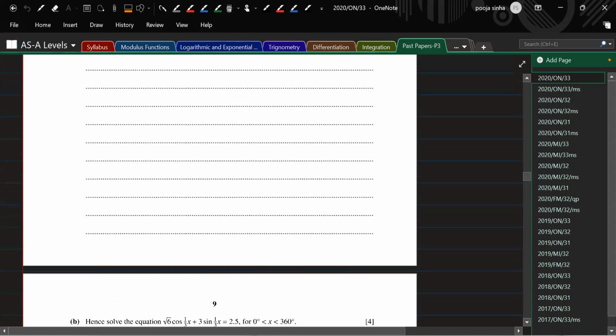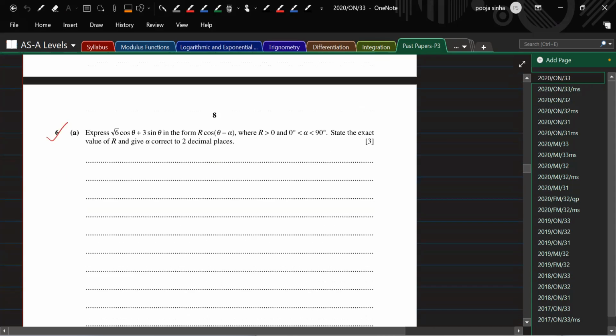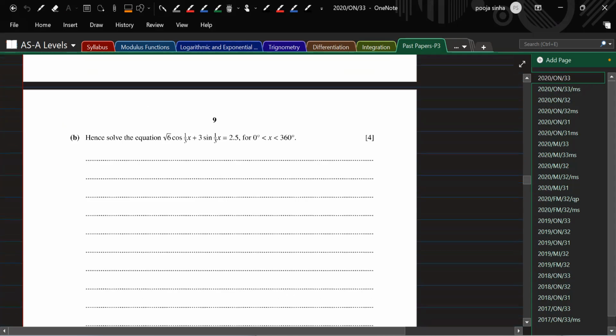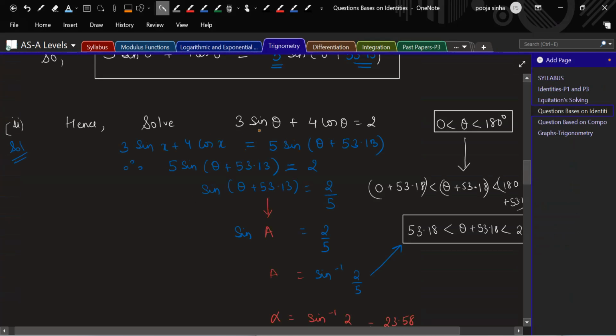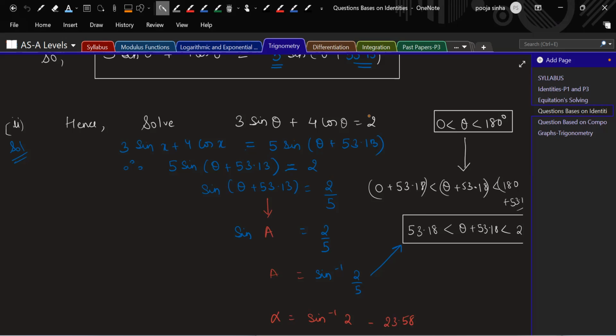This is the root 6 cos theta plus 3 sine theta. So here they have done some changes to that and asked you to figure out if that is equal to 2.5, you have to solve the equation for this. So you have to basically find the value for x. Okay? So in the same way, hence 3 sine theta plus 4 cos theta is equal to 2 that you're supposed to solve. Okay, so there's an extra part to this question. Now see, how will we solve this?